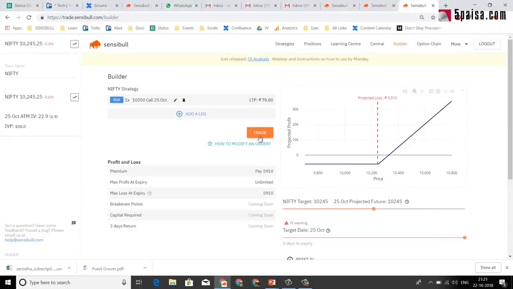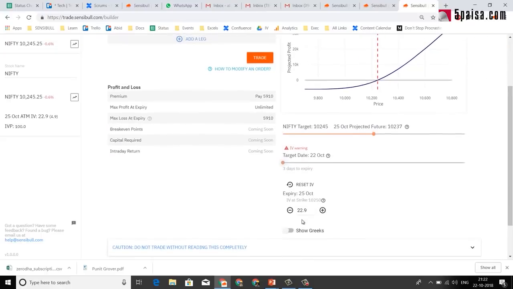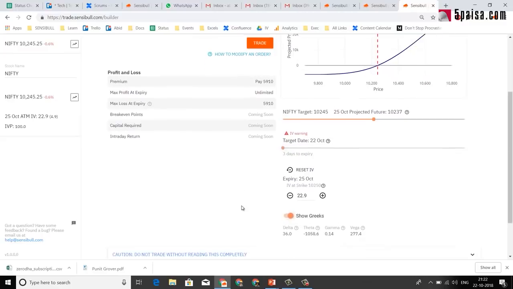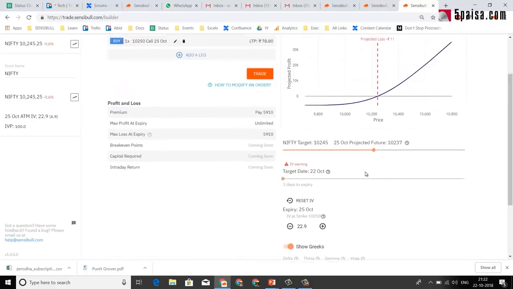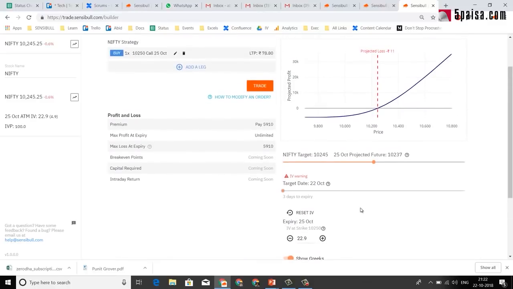Right. So let's just take this example in Builder. So I have a Nifty 10,250 call, right? And the delta on that is 36 rupees. So this is a simplified delta. We have multiplied the delta by lot size. So the delta is 36 rupees. So what would happen if Nifty goes up by 10 points? It's very simple. Multiply 10 with 36, it will be 360 rupees.